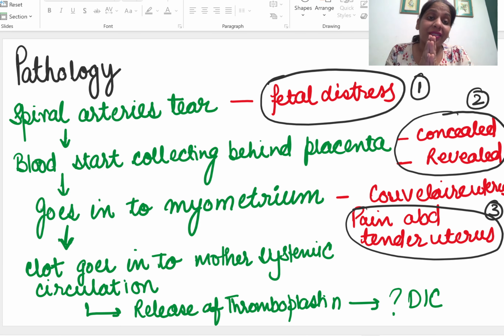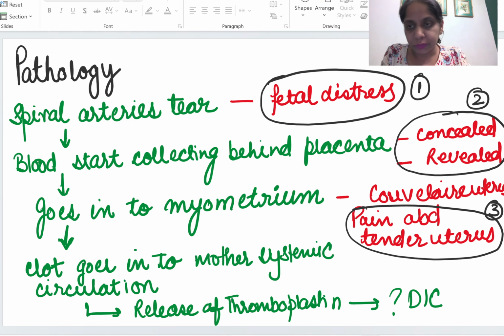So please terminate the pregnancy. Don't think of any other thing. Once you have diagnosed abruptio placenta in the patient, please terminate, because once this clot goes into the systemic circulation, thromboplastin will be released and then the mother will go into DIC. Don't think of the period of gestation, whether it is 28 weeks, 32 weeks, or 34 weeks. Please don't let any mother die because of DIC. When you diagnose abruptio placenta, terminate the pregnancy at that very time.